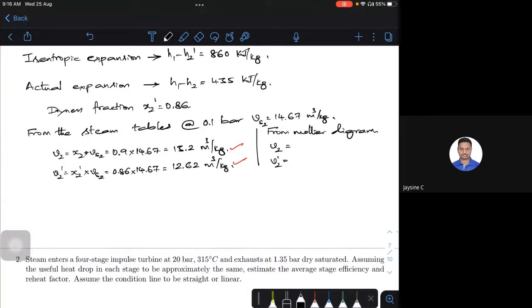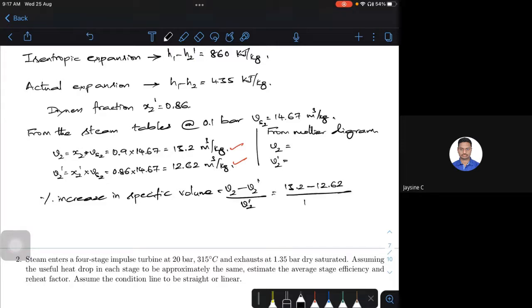By the time you wrote that, the percentage increase in specific volume is equal to V2 minus V2 dash divided by V2 dash. So this is 13.2 minus 12.62 divided by 12.62.